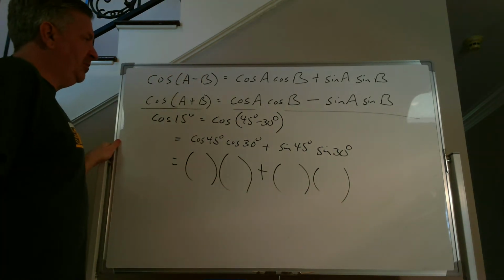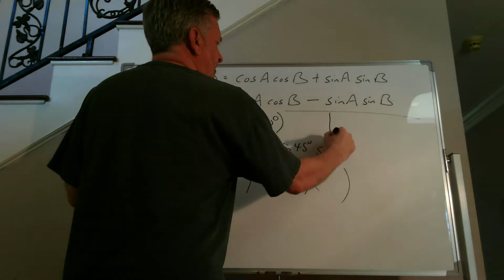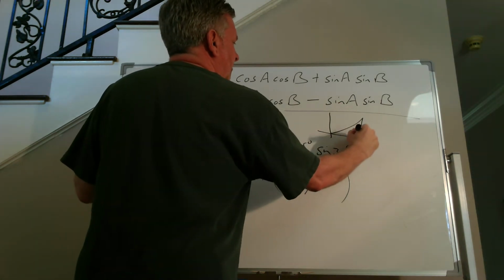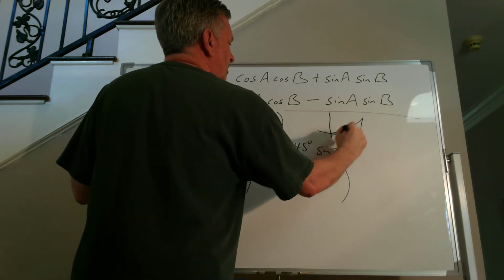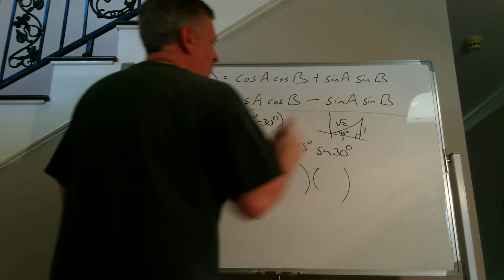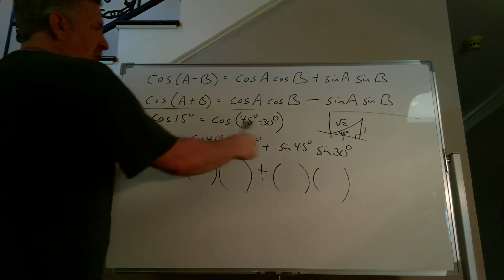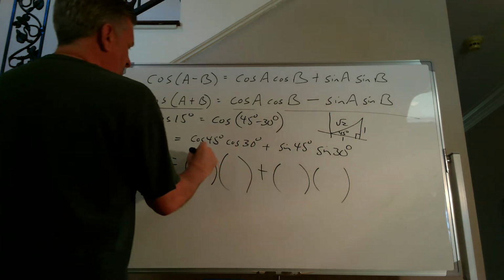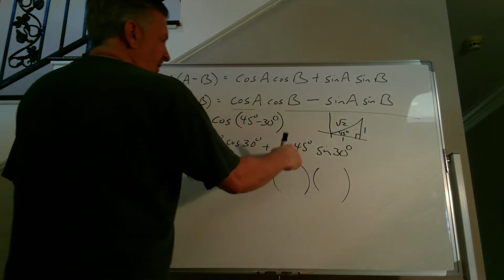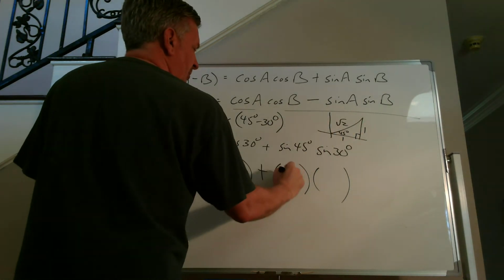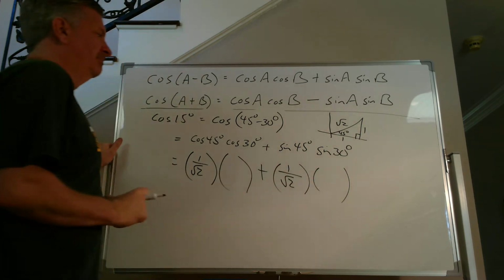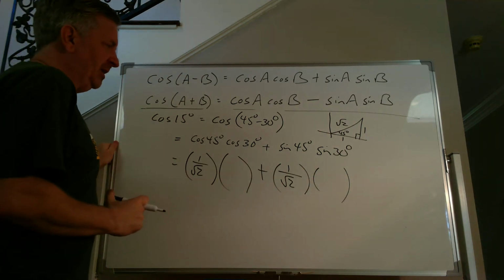Well, if you go back to your special triangles, I'll just draw them over here. 45 degrees, that was your 1, 1, square root of 2. And the cosine is 1 over root 2. And the sine is also 1 over root 2. Again, I'm not concerned about rationalization.